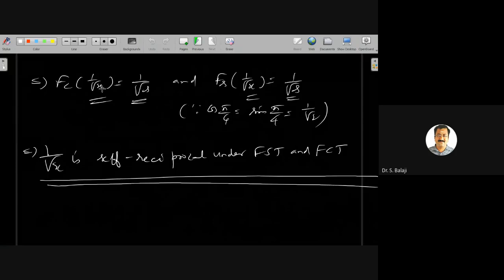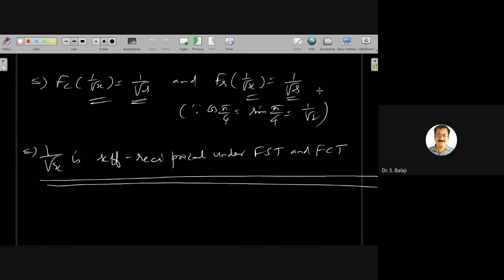It means that you are getting the same function after transformation. After transformation of this function into the cosine transform, you get the same function. Here it is also the same thing: Fs of 1 by root x is also 1 by root s. Therefore, 1 by root x is self-reciprocal under Fourier sine and cosine transform.